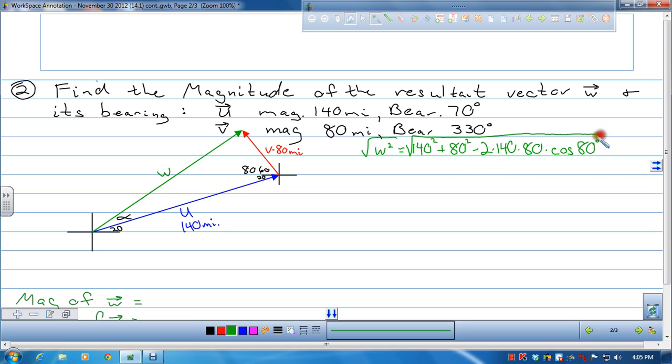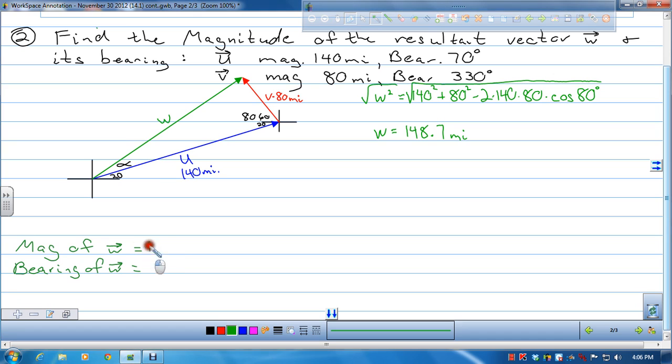I recommend just typing that all into your calculator. So W equals, go ahead and try that in your calculator real quick. Hit pause and try that. You should get 148.7. And that would be miles, right? So that would be our magnitude of W. Magnitude of W is 148.7. Now I need to find its bearing, which is going to be right in here, right?